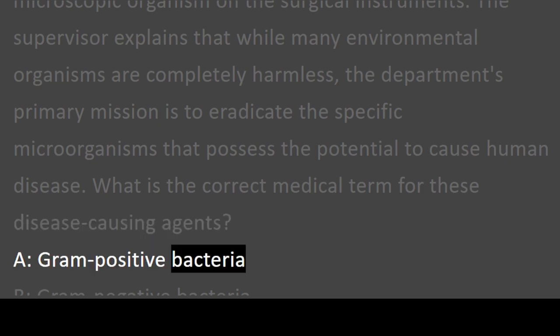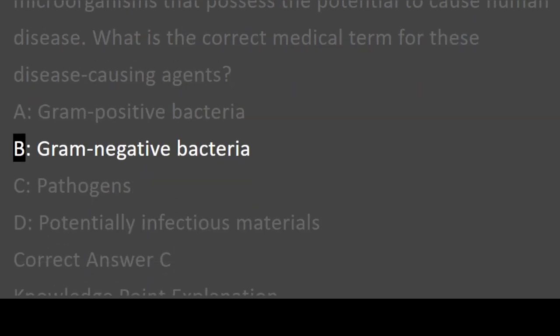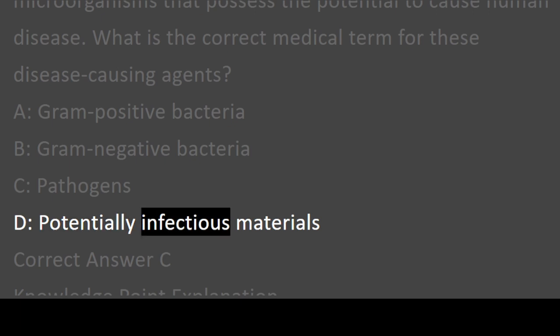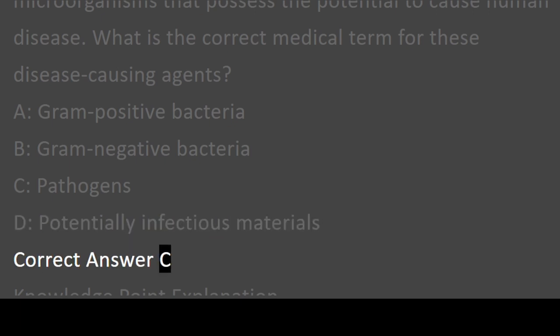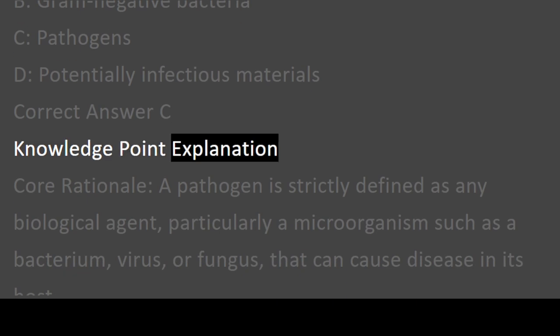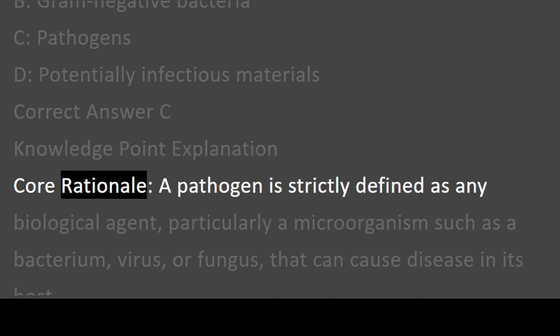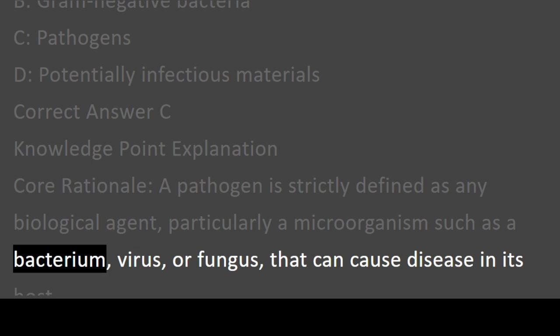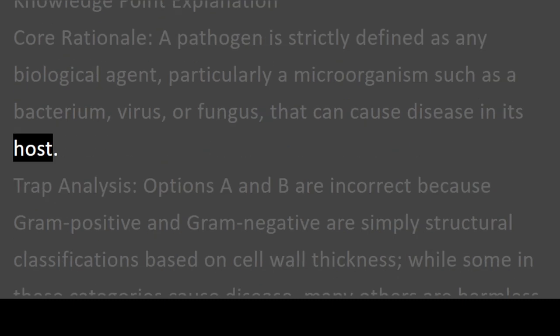A. Gram-positive bacteria. B. Gram-negative bacteria. C. Pathogens. D. Potentially infectious materials. Correct answer C. Knowledge point explanation. Core rationale. A pathogen is strictly defined as any biological agent, particularly a microorganism such as a bacterium, virus, or fungus, that can cause disease in its host.